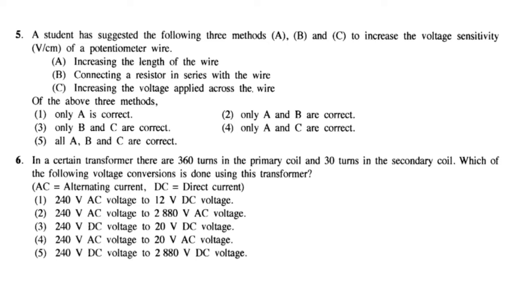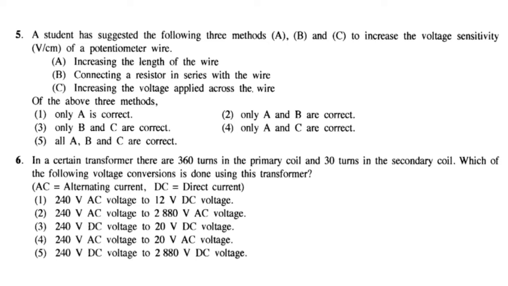Question number 6. This is about a transformer. This transformer has 360 turns in the primary coil and 30 turns in the secondary coil. When looking at the number of turns, you can understand that this is a step down transformer. So the input voltage is higher than the output voltage. And also, transformers deal with alternating currents and alternating voltage. So on that basis, you can choose 2 and 4, and it's a step down transformer. Then you can choose the answer 4.